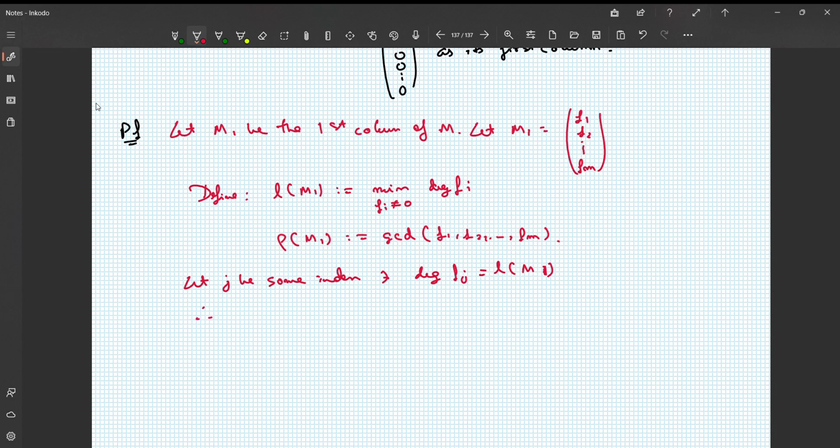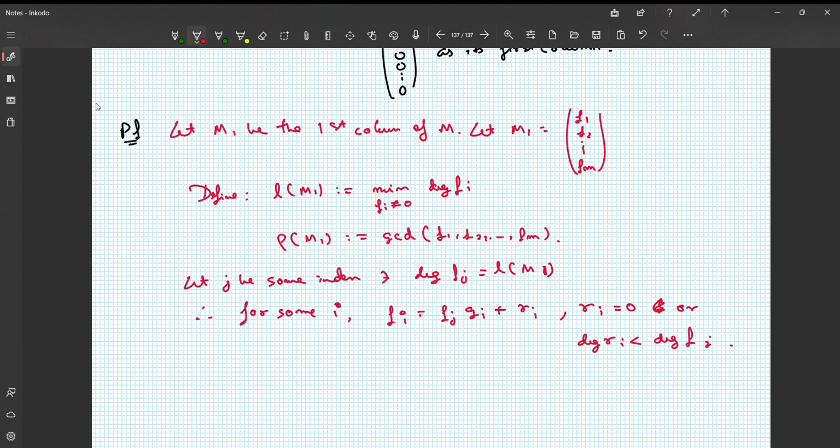Now if I consider any arbitrary polynomial, therefore for some i, we can write Fi to be of the form Fj times gi plus ri. This trivially comes from the Euclidean division algorithm, where we have ri to be 0 or the degree of ri is less than the degree of Fj. Right? This is trivial.